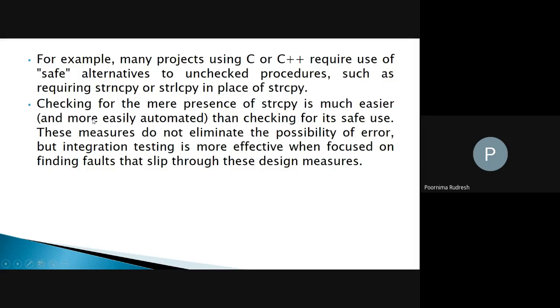Next one is checking for the mere presence of strcpy is much easier than checking for its safe use, because once it is used, it depends on the programmer or the developer how he is using it. If he is wrongly using that particular procedure, then it may lead to the failure of the program. But rather than checking the safe usage, we can check for the presence of that procedure, that is, we can check for the presence of string copy. These measures do not eliminate the possibility of error, but integration testing is more effective when focused on finding faults that slip through these design measures.